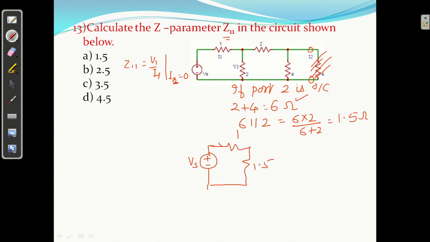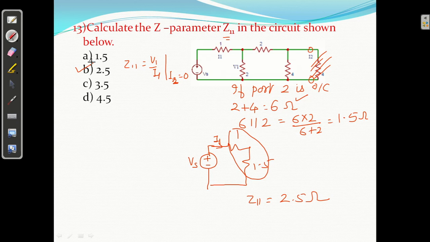Okay, this is I1. So Zs equal to what? V1 upon I1. कितना आएगा? Z11. Z11 equal to what? These two in series कितना? 1.5 plus 1, 2.5 ohm. So answer is B is correct.